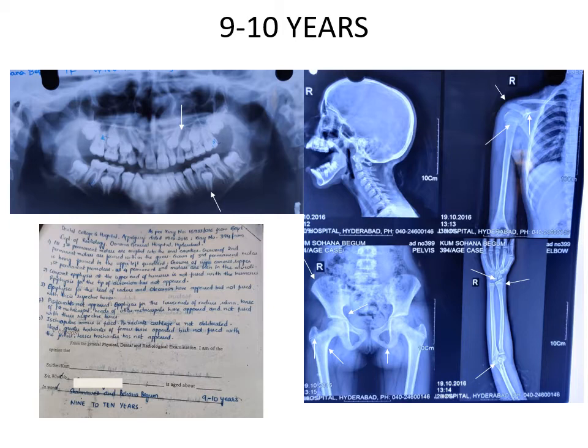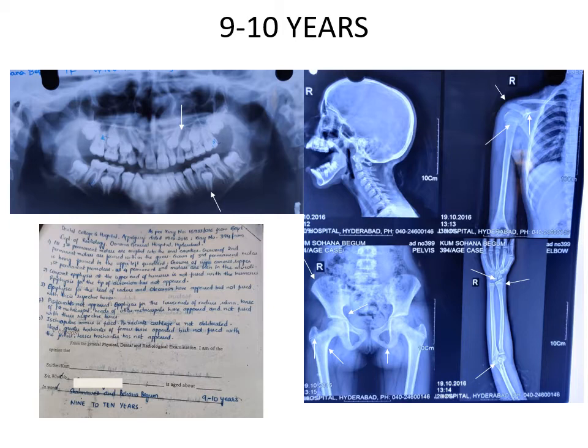This is at the age of 9 to 10 years. Here also you can see mixed dentition in the orthopantomogram. You can see the centers, how they are slightly obliterating. In the hip bone, triradiate cartilage, you can appreciate it. There is still no iliac crest or ischial tuberosity. Greater and lesser trochanters have started fusing.